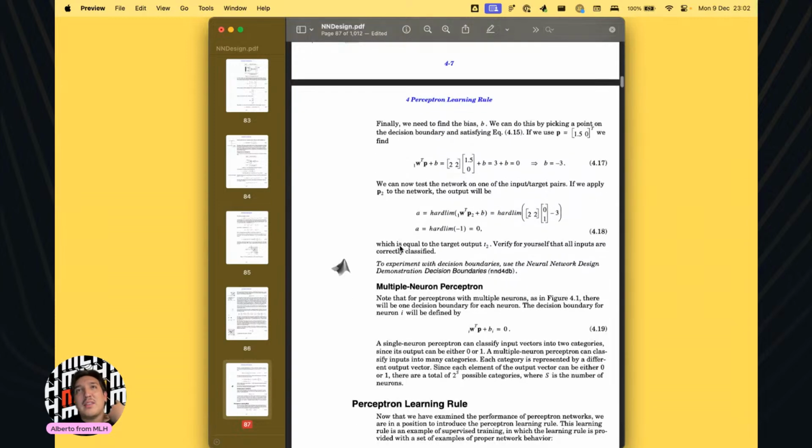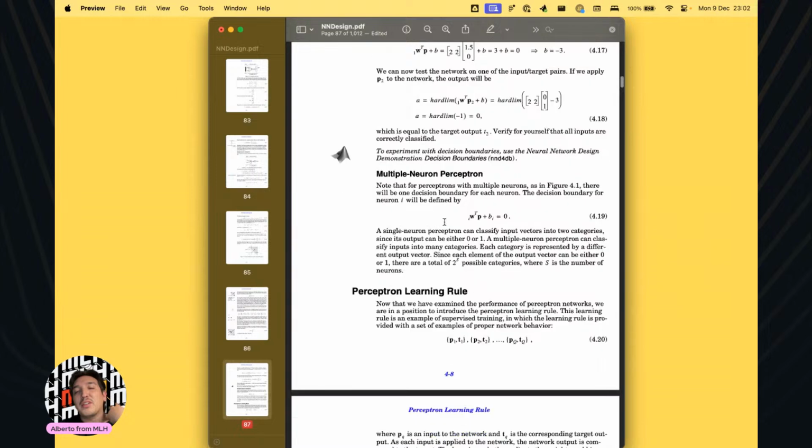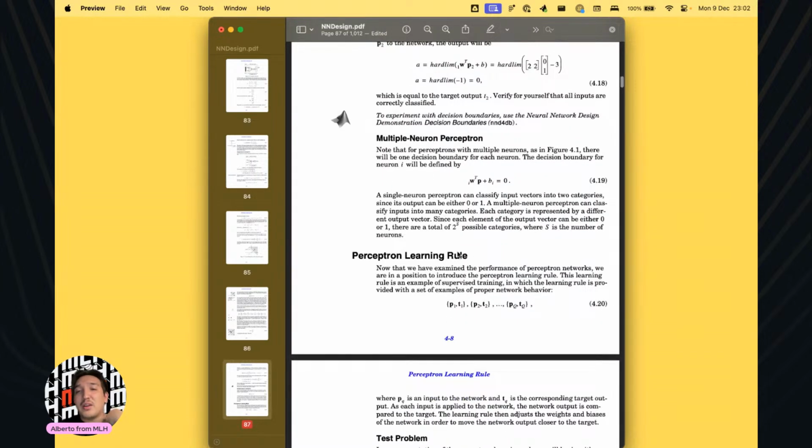Okay, I think it's worth taking a look at the multiple-neuron perceptron area because it's the one I mentioned. Sorry, I think I mentioned this the opposite way. I didn't say 2 elevated to s, I said s elevated to 2. My bad, I correct myself here. So the output vector can be either 1 or the total possible categories are given by 2 elevated to s, where s is the number of neurons, right?